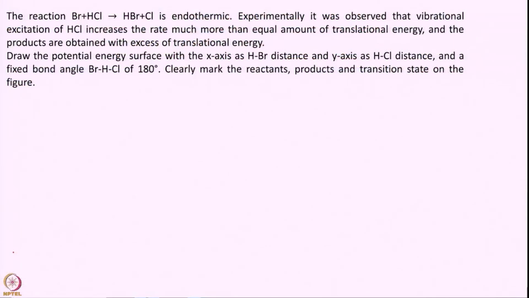The problem states that the reaction Br plus HCl going to HBr plus Cl is endothermic. We found that if we provide initial vibrational excitation to HCl, that is much more conducive to the reaction compared to translational energy, and the products are obtained with excess translational energy. So, part 1 asks you to draw a potential energy surface with respect to HBr distance and HCl distance. I will give you some time, pause the video and draw this potential energy surface.